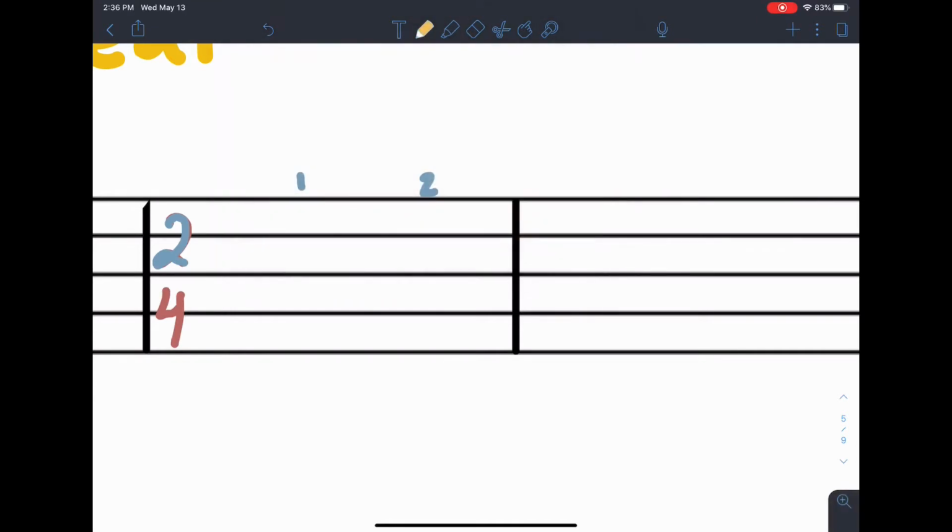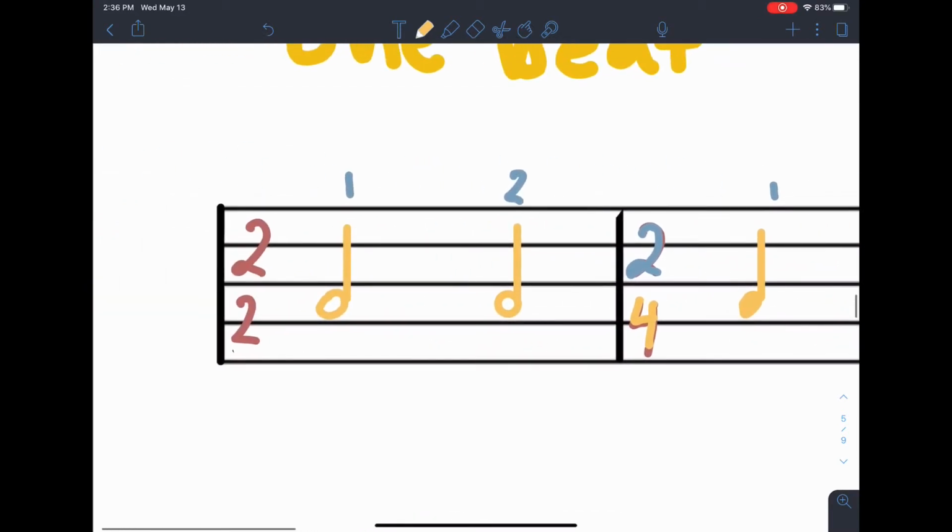Now, this bottom number 4 refers to quarter notes. That means we can fit no more than 2 quarter notes in this bar. Okay? So it would look like this. See here how each quarter note is worth 1 beat. But when we're talking about 2-2, each half note is worth 1 beat.